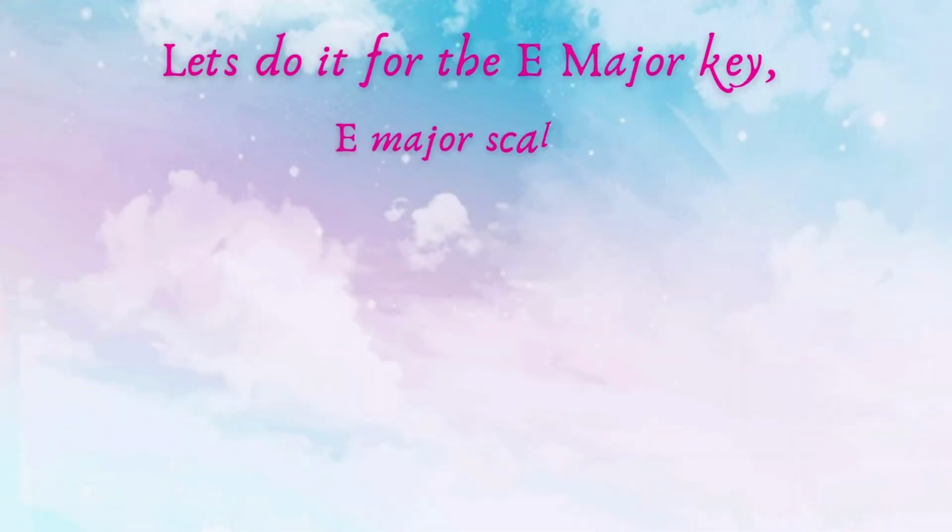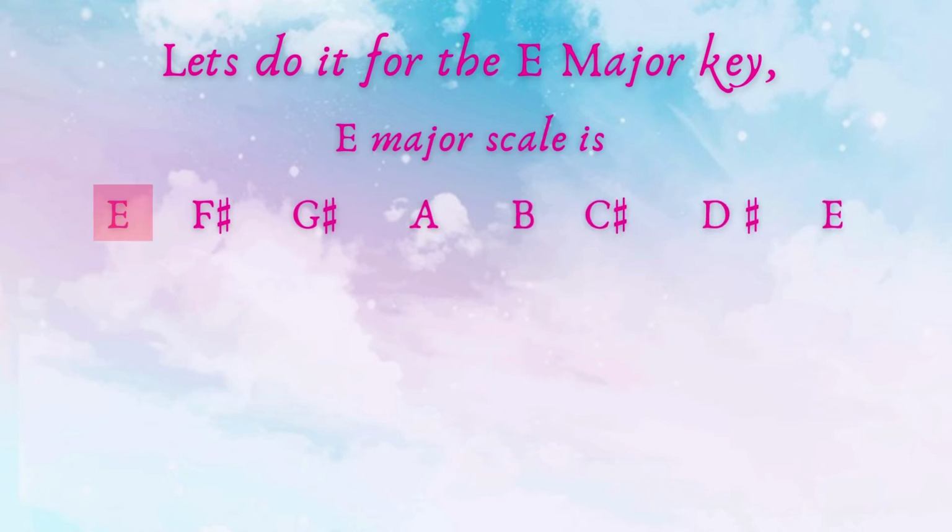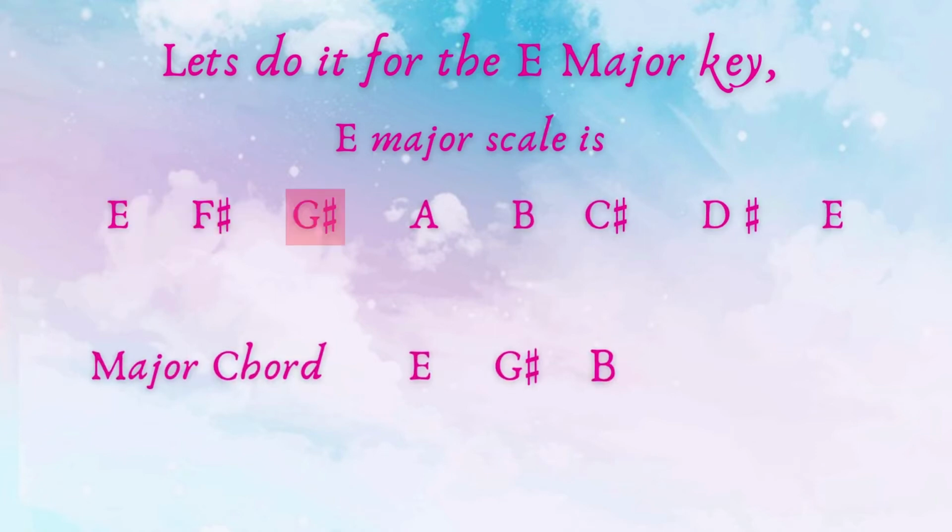Let's do it for the E major key. So the E major scale is E, F sharp, G sharp, A, B, C sharp, D sharp, E. So the major chord would be using the first, third and fifth note from the major scale. So the notes would be E, G sharp and B. This would constitute your major chord.